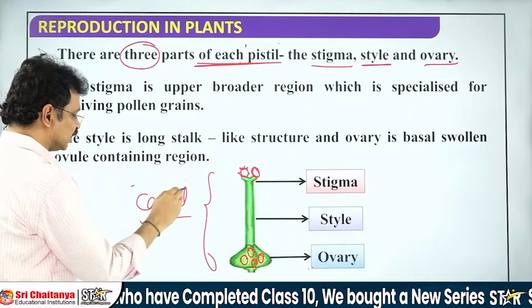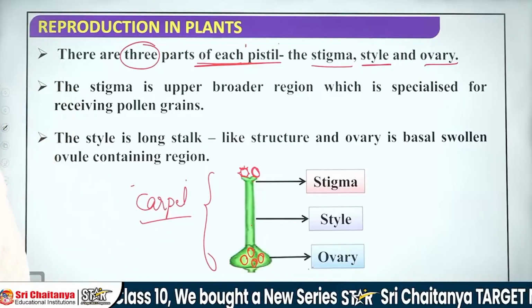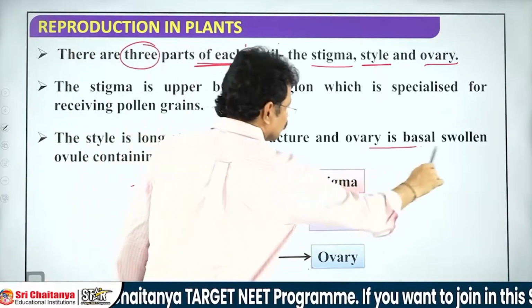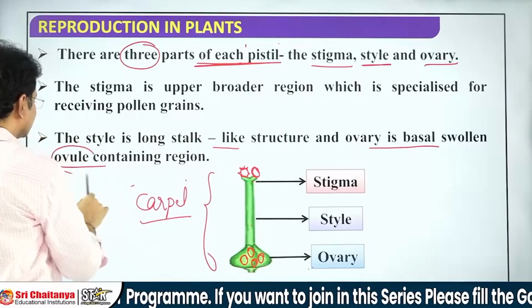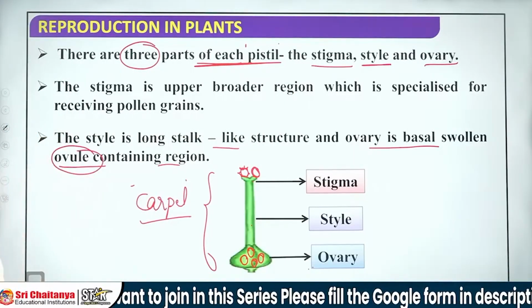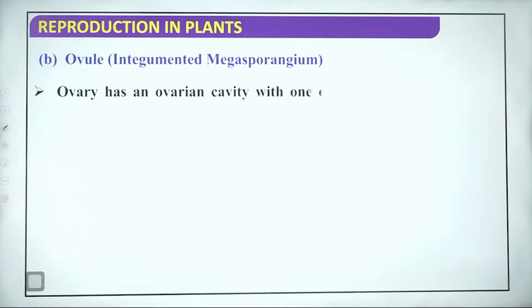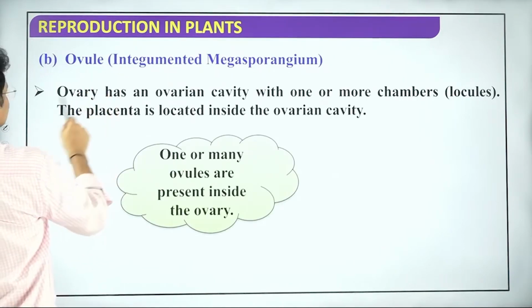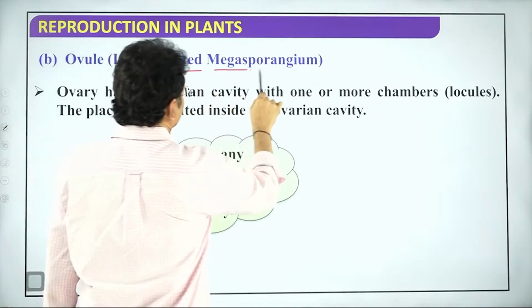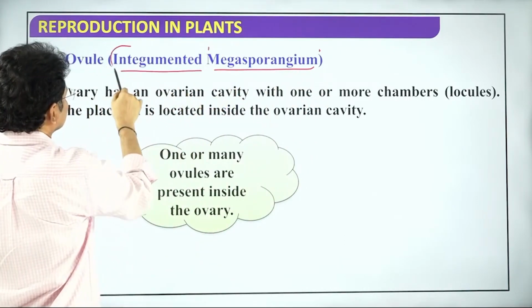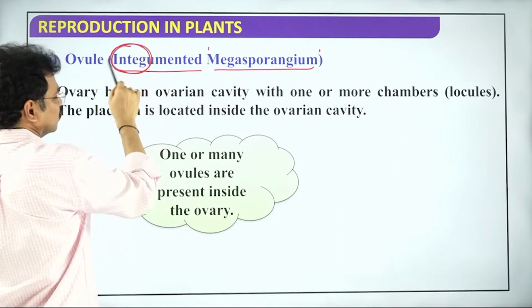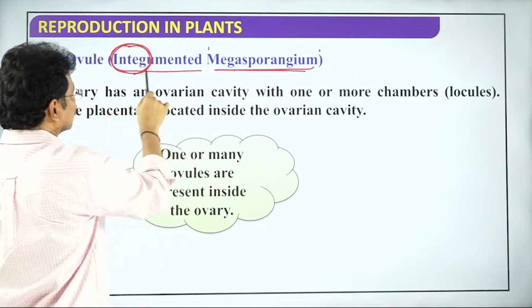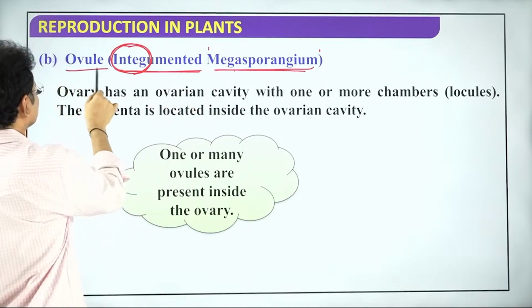Carpel is one unit of gynoecium. Next, the style is a long stalk-like structure, and the ovary is the basal, swollen, ovule containing part. The structure of the ovule: another name of the ovule is integumented megasporangium. A megasporangium enclosed by coats or protecting layers around it is called integumented. The common name of that megasporangium is the ovule.